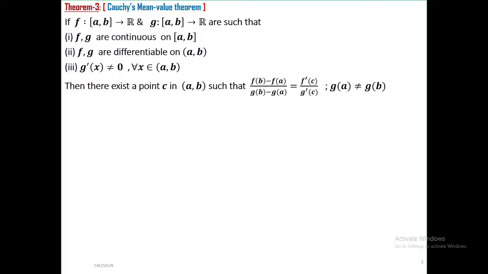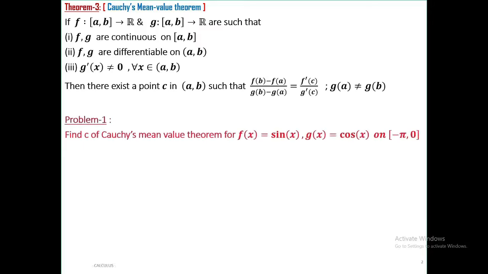So it's like Lagrange's mean value theorem only, but two functions we have to take at a time, f and g. Okay. So this I will explain in detail in coming modules. Just to remember the theorem statement, I will come into this later. Look at the problem corresponding to this. Find c of Cauchy's mean value theorem for f of x is sin x and g of x is cos x on minus pi to 0.